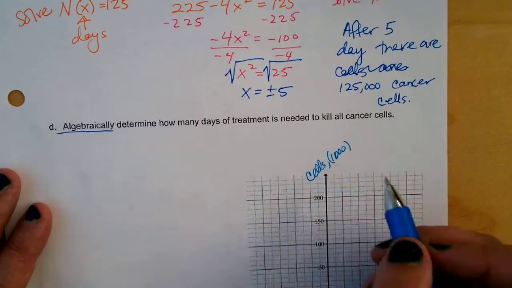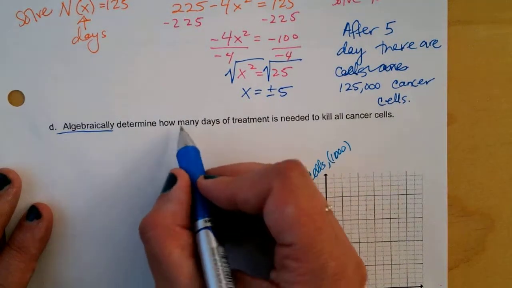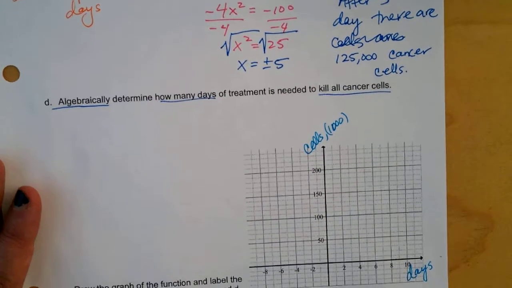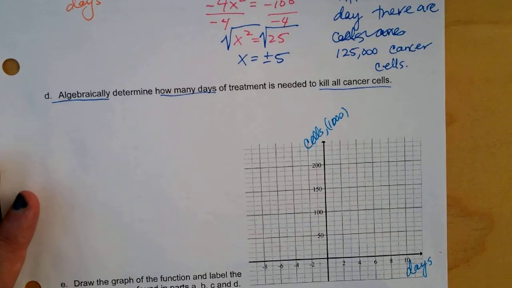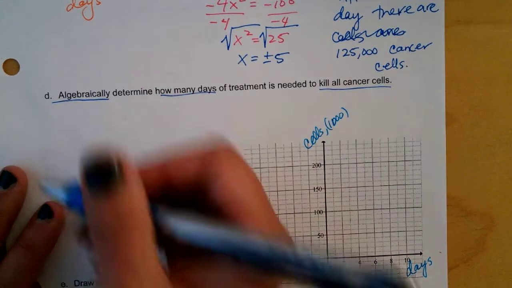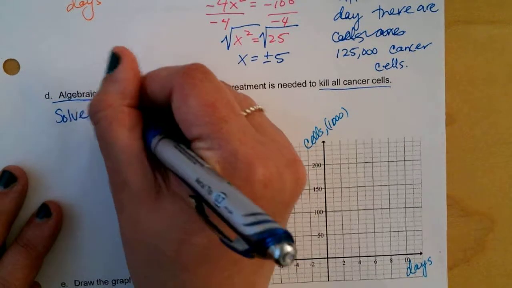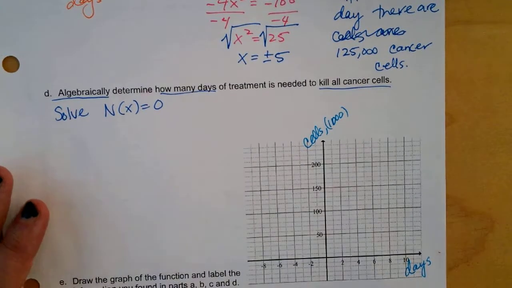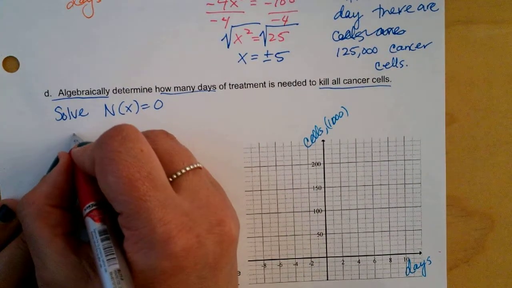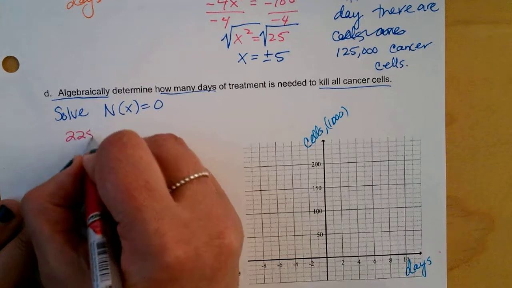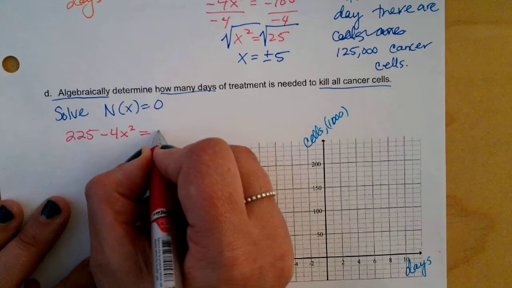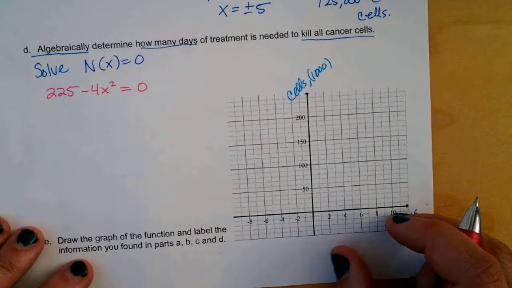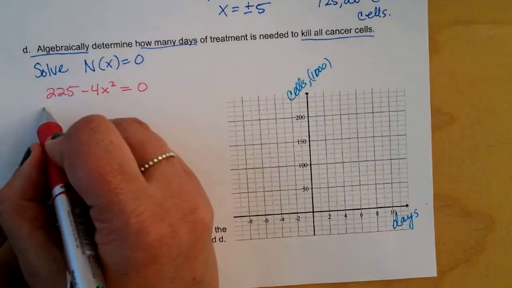Now this says algebraically determine how many days the treatment is needed to kill all of the cancer cells. How many cancer cells will you have if they're all killed? 0. So we basically want to solve n of x equals 0. So what should we do with our formula? Take the formula, which is 225 minus 4x squared, and set it equal to 0. Perfect. And now, can we use the square root method? So how would we solve?